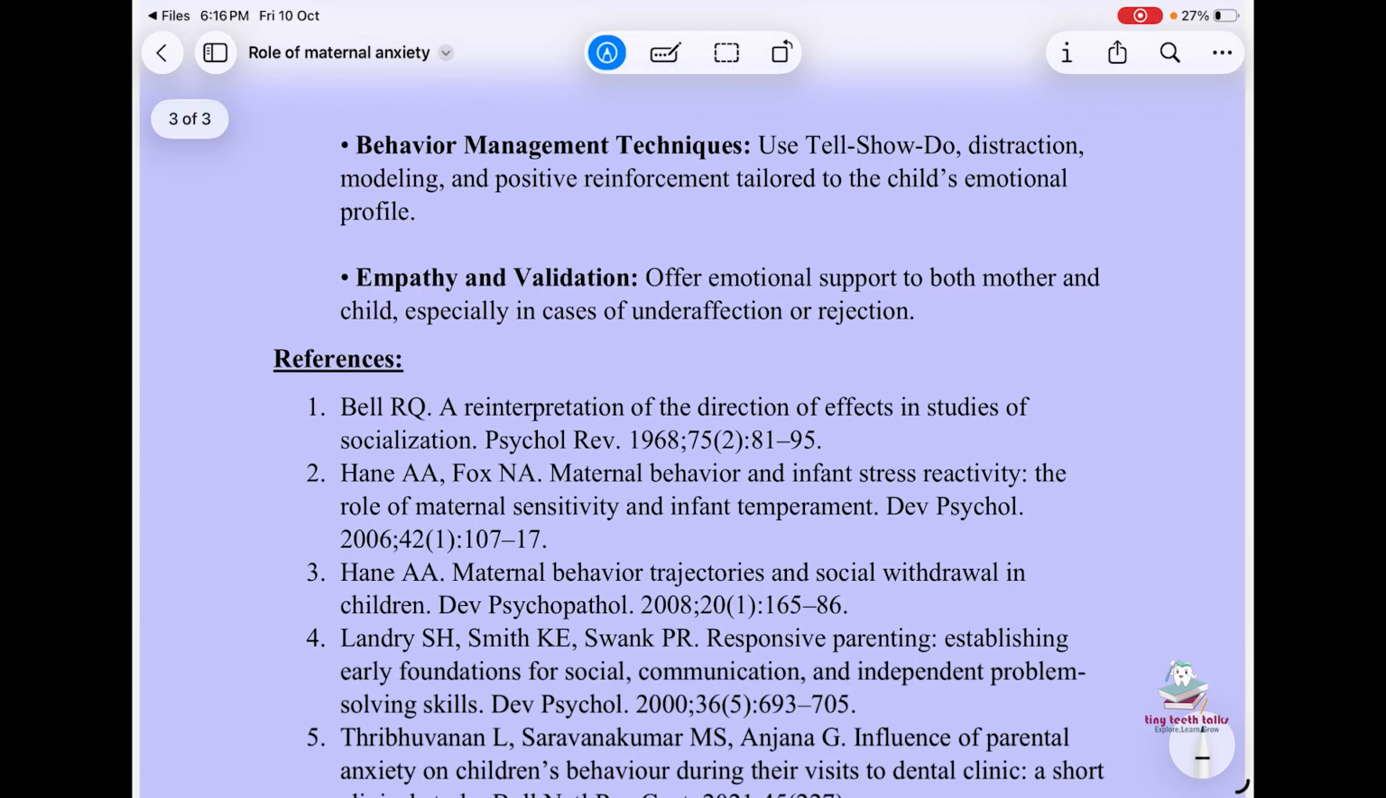Behavior management techniques: use tell, show, do, distraction, modeling, and positive reinforcement tailored to the child's emotional profile. Empathy and validation: offer emotional support to both mother and child, especially in case of underaffection or rejection.